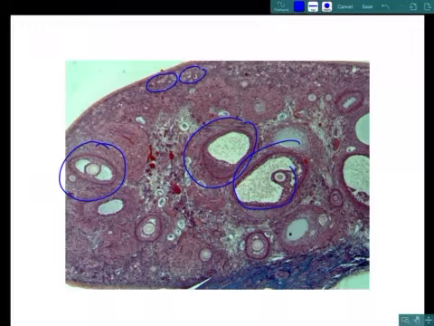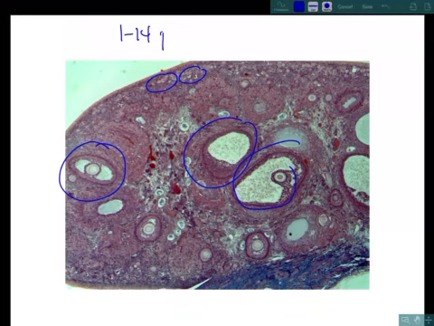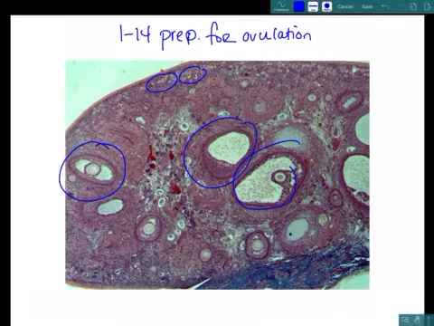Well, let's just talk about a female cycle really quick. A female cycle can last anywhere from 28 to 30 days. Days 1 through 14 are preparation for ovulation, and ovulation is the term for the release of an egg. Ovulation usually occurs on day 14. If we go back to start from day 1, usually about day 1 through 5 is a female's menstrual cycle.